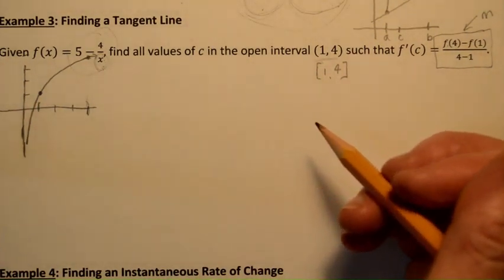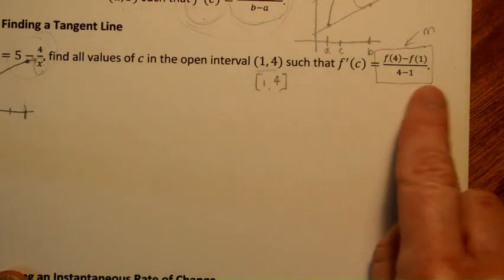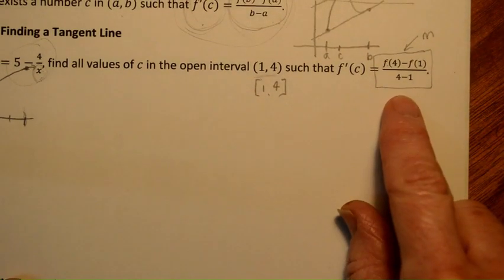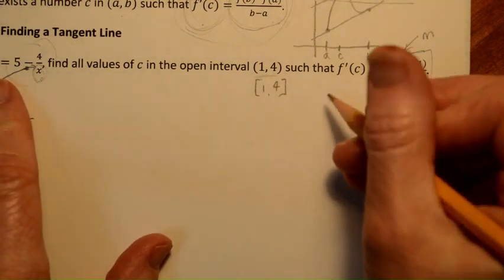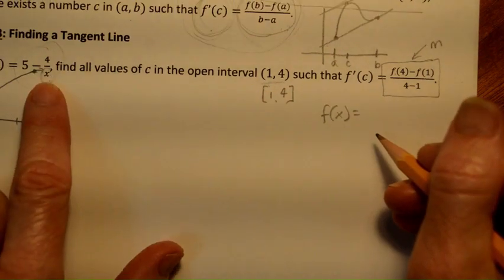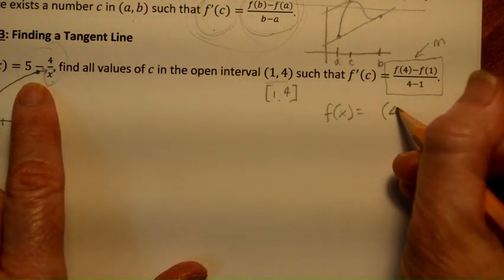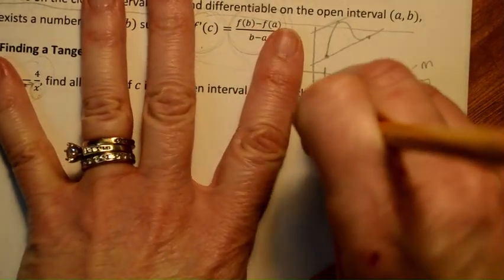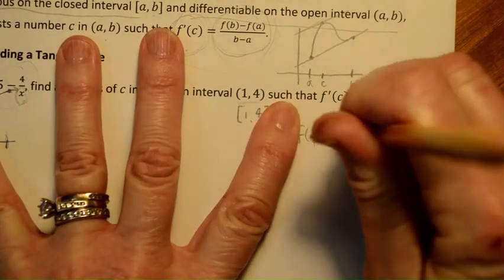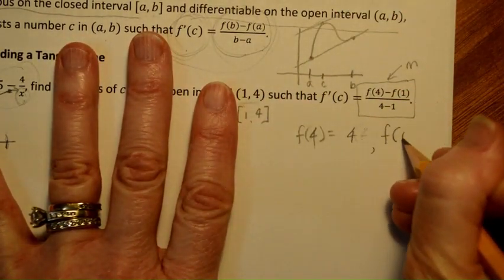Okay, so then let's figure out what this is right here. I always try to do that first because it's the thing that's so bothersome to me. So first thing we need to do is find out what is f of 4. We already did that actually. It's 4 because if I do 4 over 4, that's 1. So 5 minus 1 is 4. So f of 4 is equal to 4, and then f of 1.